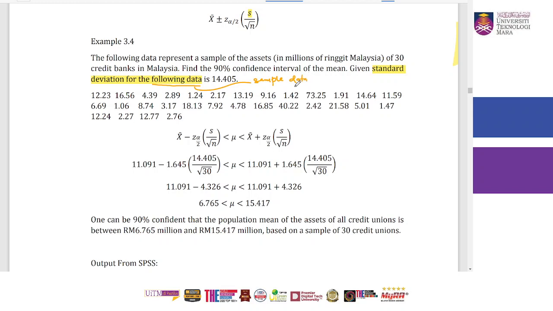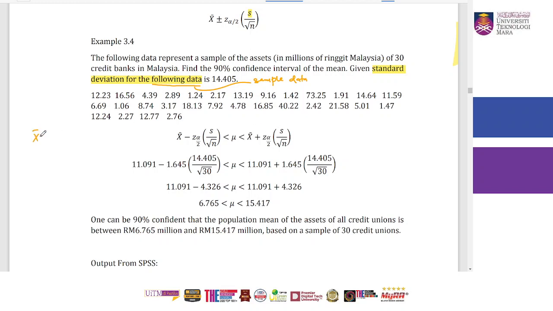Sebab kita tak nak you all kira lah. Nak kira panjang sikit kan. So, however, in this situation, you don't have the point estimate. So, point estimate kita adalah X bar. Right? So, in this situation, you need to find the X bar. So, macam mana dapatkan X bar?